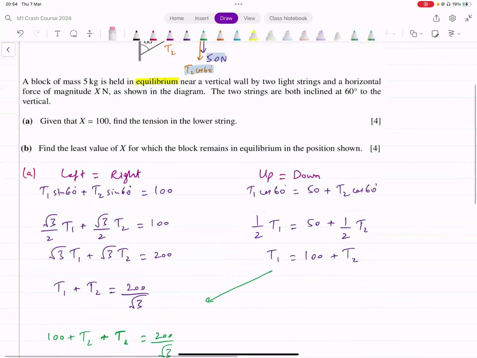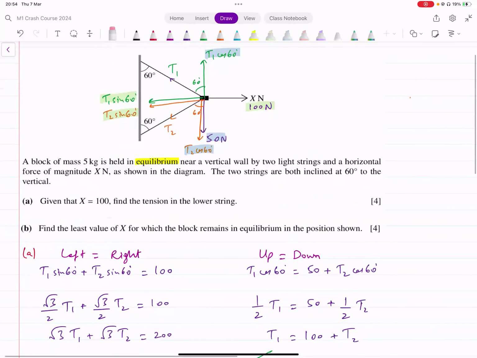Now the second part says, find the least value of X for which the block remains in equilibrium in the position shown. Now, in the previous question, we were looking for the greatest value of a force. Now we're looking for the least value of a force.